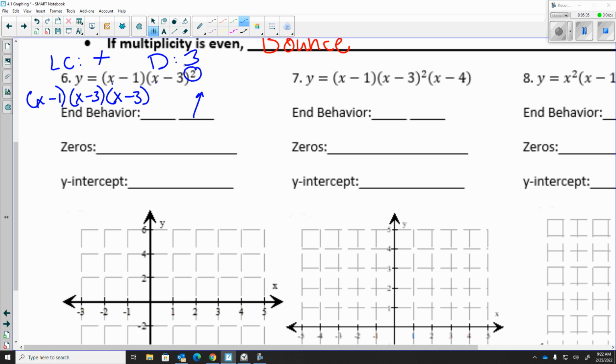All right, so it's an odd number, so what does that mean about the left side? It's got to go down. Odd means they don't match. Football ref doesn't know how to signal touchdown, okay? So there's the end behavior.